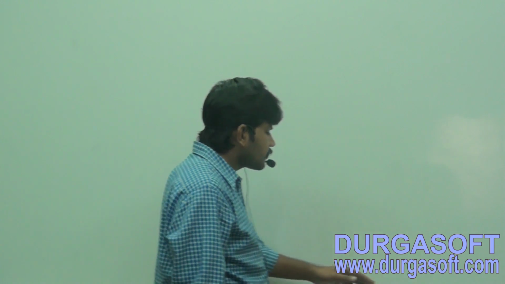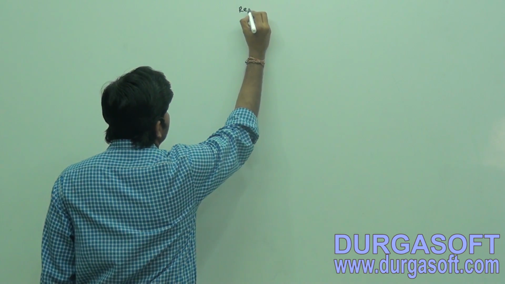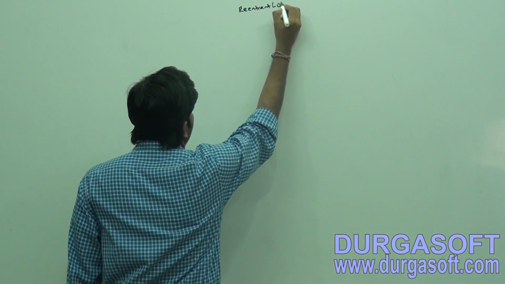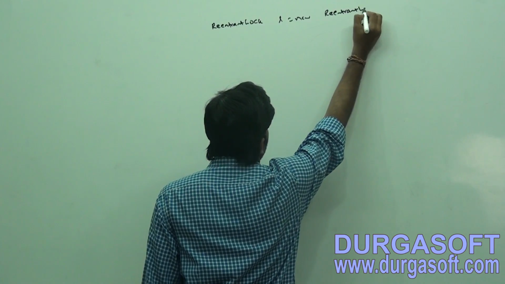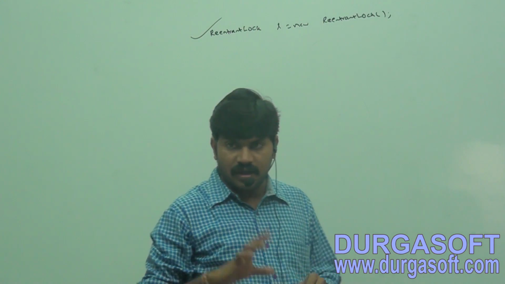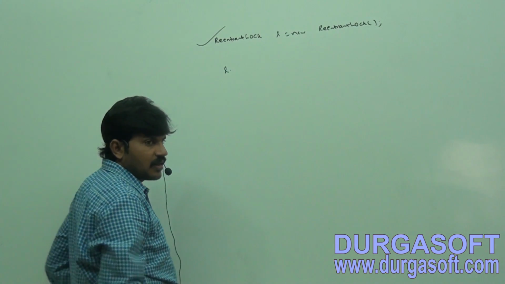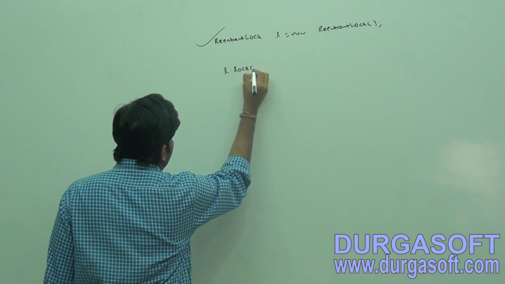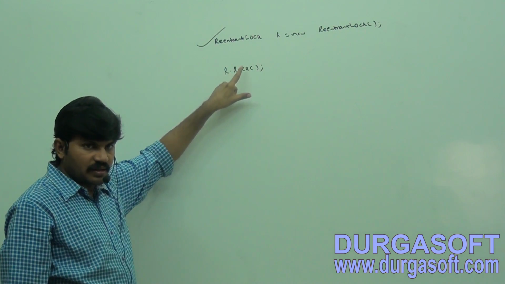Now, observe here what re-entrant means. Suppose I have one lock object. Assume ReentrantLock l = new ReentrantLock(). I got a lock object. Now my target is l.lock(). Here I am taking the lock. I got the lock.